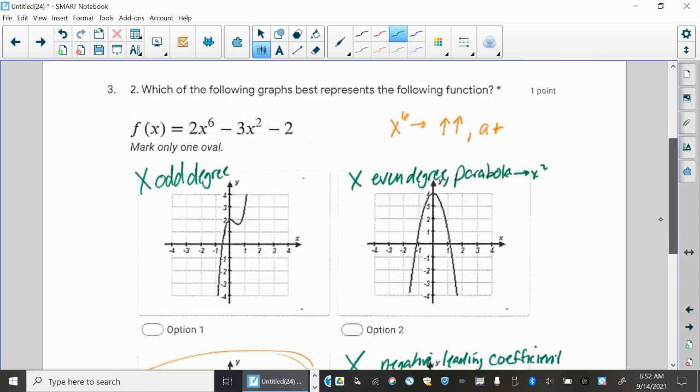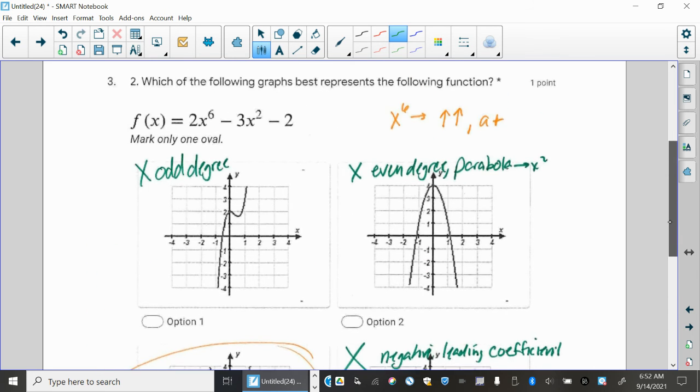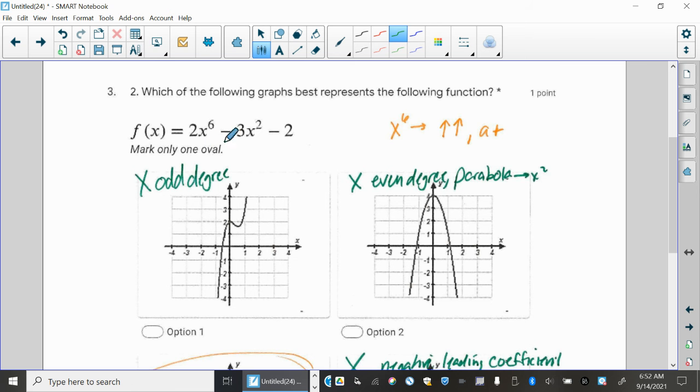Which of the graphs is the following function? It would be option 3 right here. I'll tell you why and why not. It's not the other ones. Now, we can't factor this. Well, we could factor this. No, we can't actually because this is not a 3. It's got to be half of this. So anyway, we'll just look at the degree.